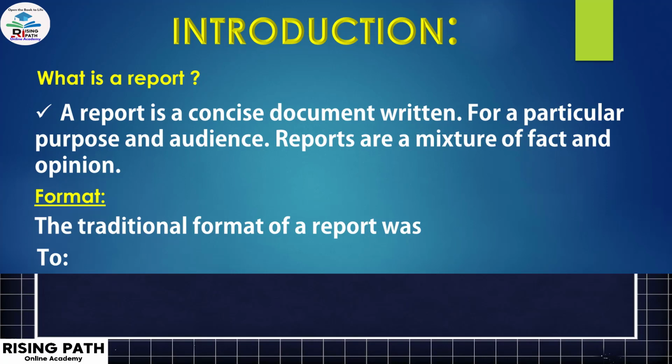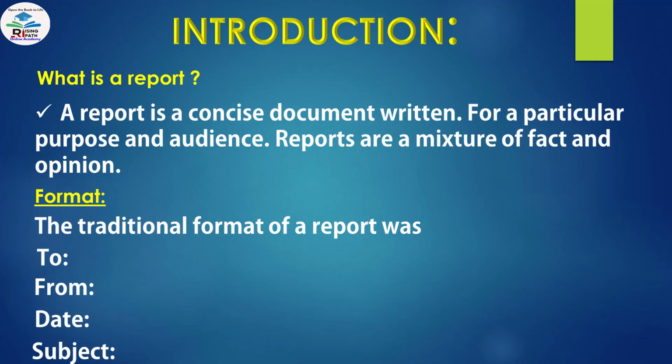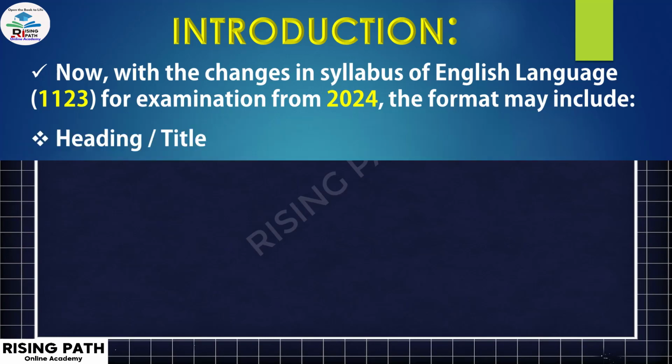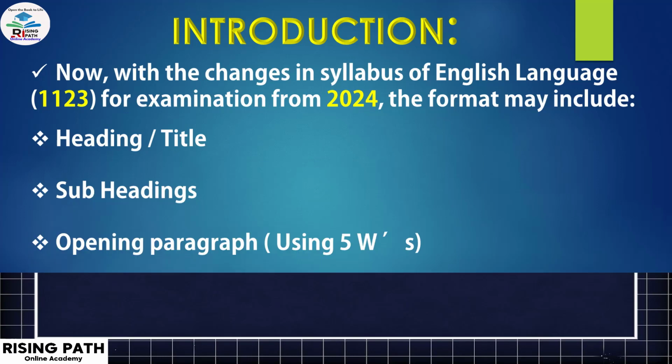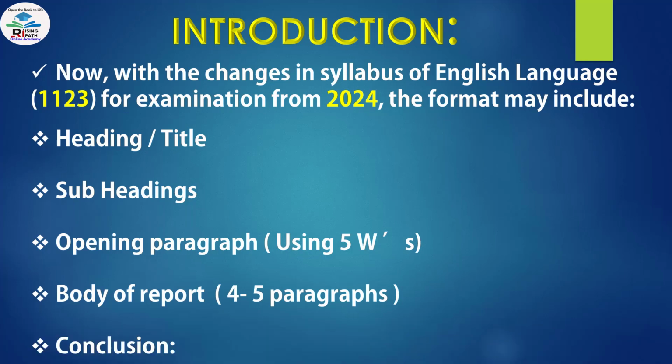Next is the format. The traditional format of a report was to, from, date, subject. Now, with the changes in syllabus of English language 1123 for examination from 2024, the format may include heading or title, subheadings. Then we have the opening paragraph. We can use the 5 W's. Then the body of report comprising 4 to 5 paragraphs and the conclusion.